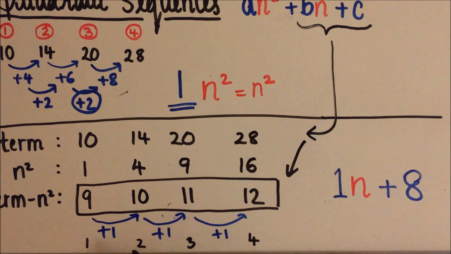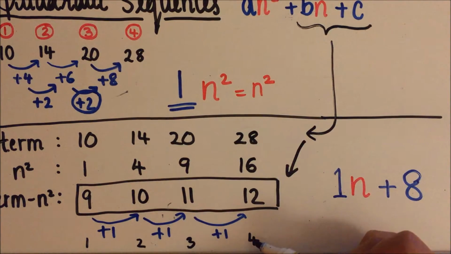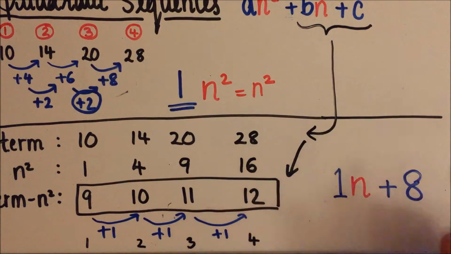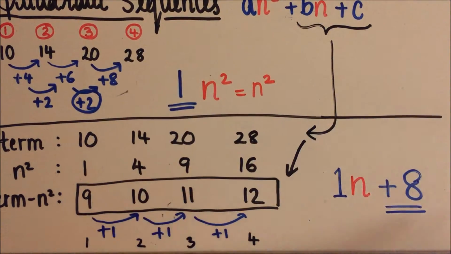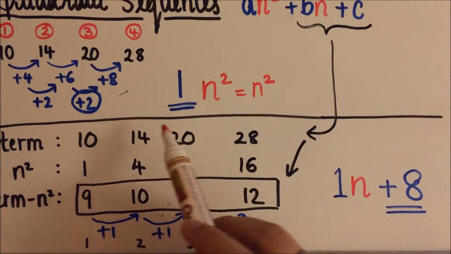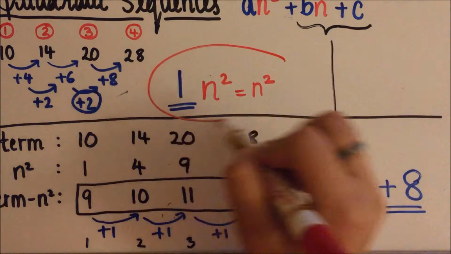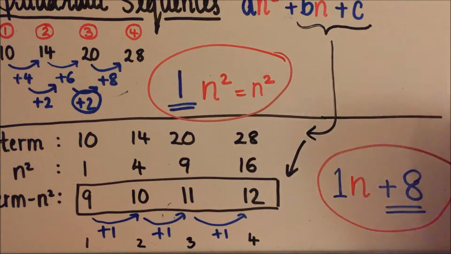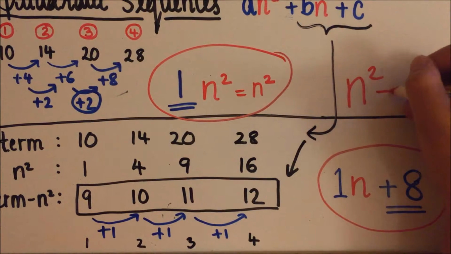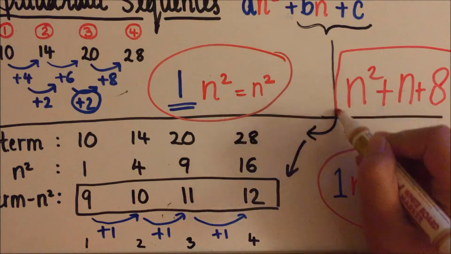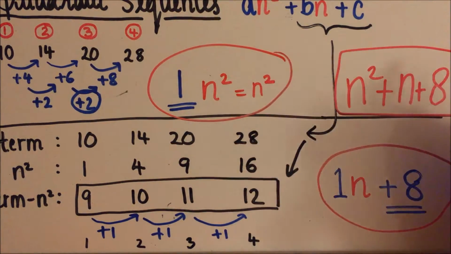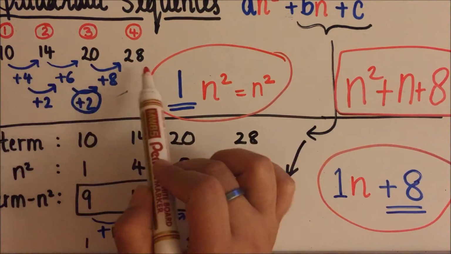You can double check by saying, okay, how do you go from 2 to 10? Well, you add 8. How do you go from 3 to 11? You add 8. How do you go from 4 to 12? You add 8. So this is where the plus 8 comes from. The final answer is pretty simple. All you need to do is put this and this together. So your final answer is just n squared plus n plus 8. So this is the expression to find the terms of this sequence.